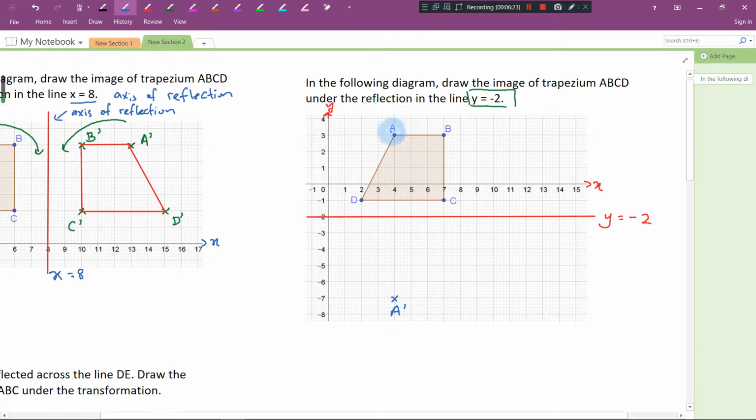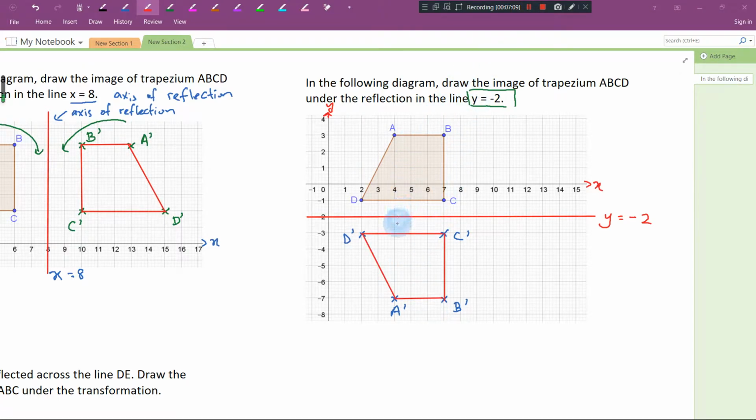This is the image of this point. Do the same thing for B: 1, 2, 3, 4, 5. Stop. Remember, just now we counted until 5, right? So recount again, start from 0: 1, 2, 3, 4, 5. This is B prime. C: 1, stop. So this is C prime. Do the same thing for the last vertex: 1, stop. Once you reach the axis of reflection, you stop and remember the number 1. Start, calculate again from 0: 1. So this is D prime. The next thing is just to connect all these points together.